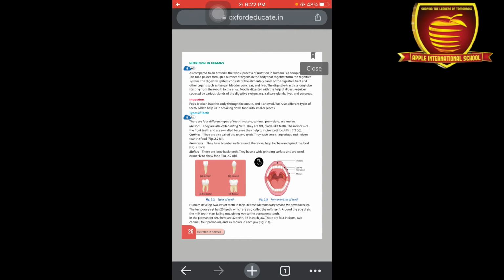The permanent set of teeth has 32 teeth, 16 in each jaw, 16 in the upper jaw and 16 in the lower jaw. In those 32 teeth there are 4 incisors, 2 canines, 4 premolars and 6 molars in each jaw.